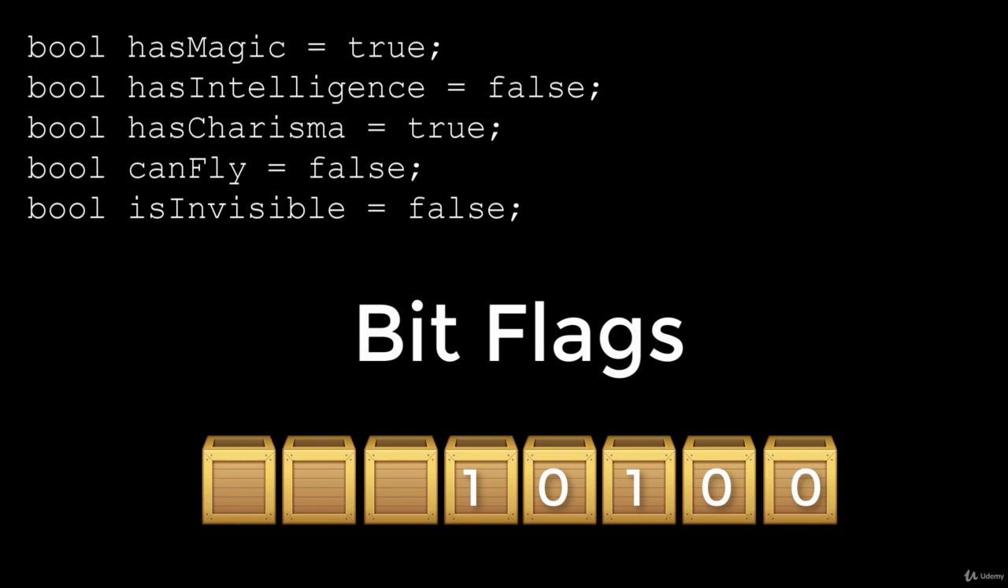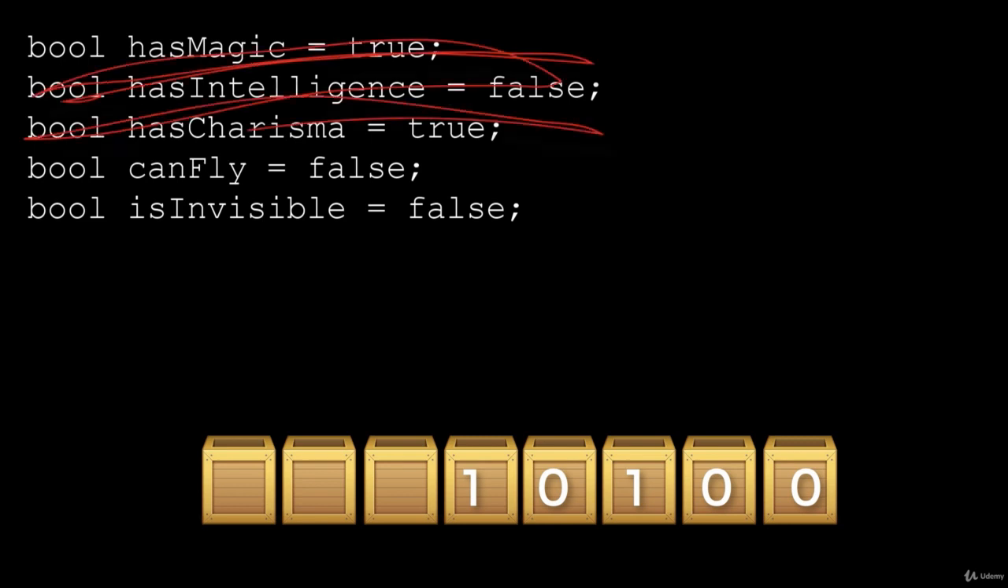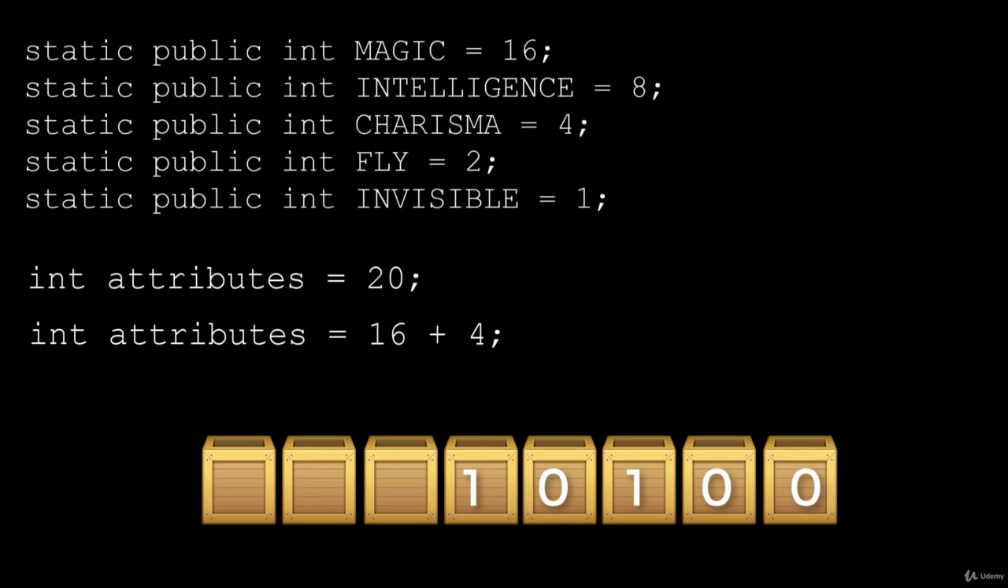This binary number represents 20, so we could declare this character to have magic and charisma with int attributes equals 20. Or, as we saw in the previous lecture, int attributes equals 16, which represents magic, plus 4, which represents charisma. But an easier way is to work in powers of 2 and declare the individual attributes to have their own values like this, where we can create a bunch of static ints representing each of the flags. Now, to set the attributes property with the differing type of abilities, we can simply add together the values for the ones we want, like this.